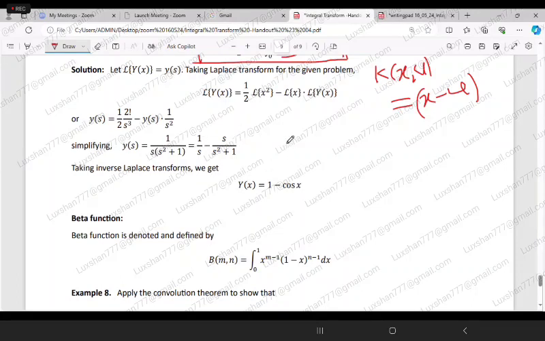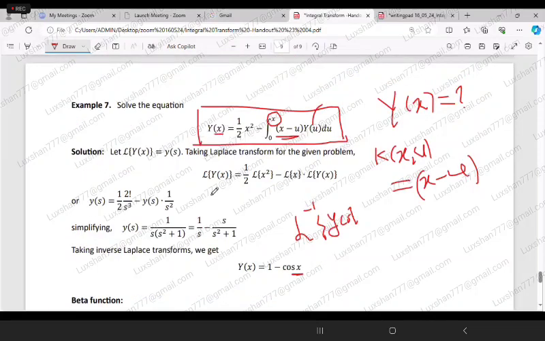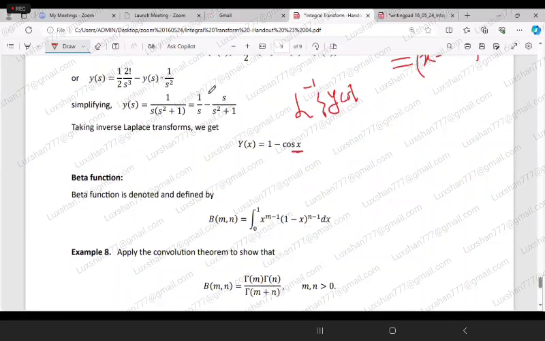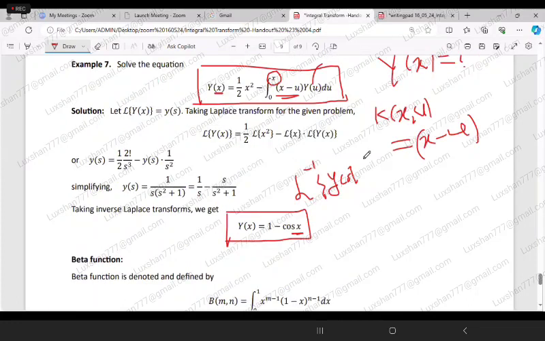So if we take the inverse Laplace transform of Y(s), this is nothing but 1 over s, which is 1, minus s over s squared plus 1, which is cos x, because here we are using x, since the original equation is in x. Therefore, the inverse Laplace transform of s over s squared plus 1 is cos x. Therefore, the solution of the integral equation is y(x) equal to 1 minus cos x. Do you understand this? Do you understand? Yes, sir.